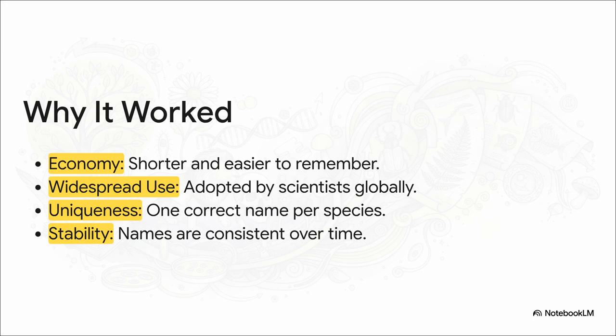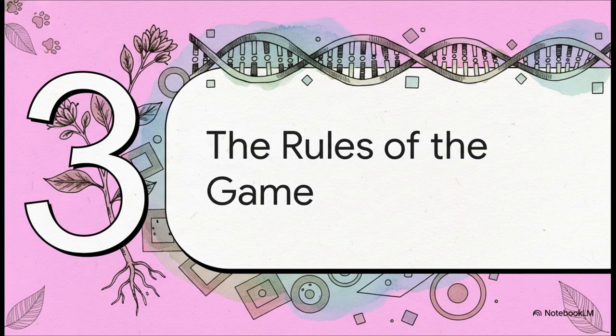It guaranteed that every species had one, and only one, correct name, and it gave the whole system stability, which is absolutely crucial if you're trying to study something over decades or even centuries. Okay, so we know the why. Now let's get into the how. What are the actual rules of the game?